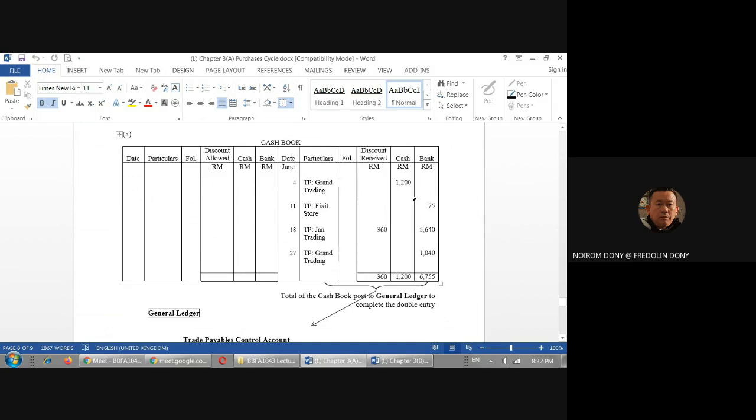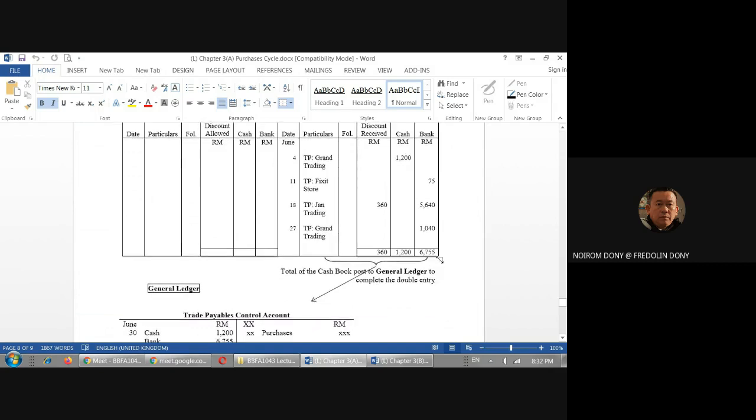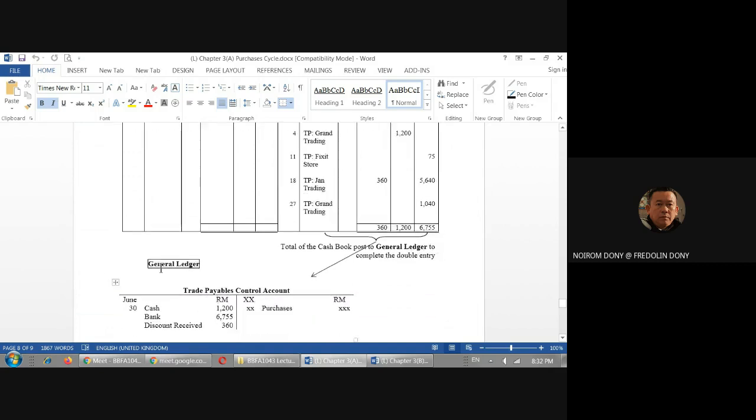So we do this first. We have credited the bank column 6,755. To complete the double entry, open up a trade payable control account in the general ledger. This one should be debit 6,755, and for the particular, write bank. Then we move on to the second column, the cash column 1,200, which has already been credited, so the corresponding entry must be debit. We debit the trade payable control account 1,200, and the particular is cash.